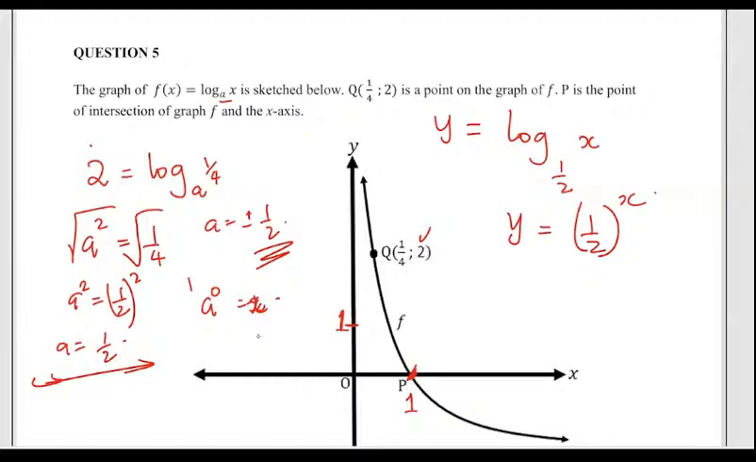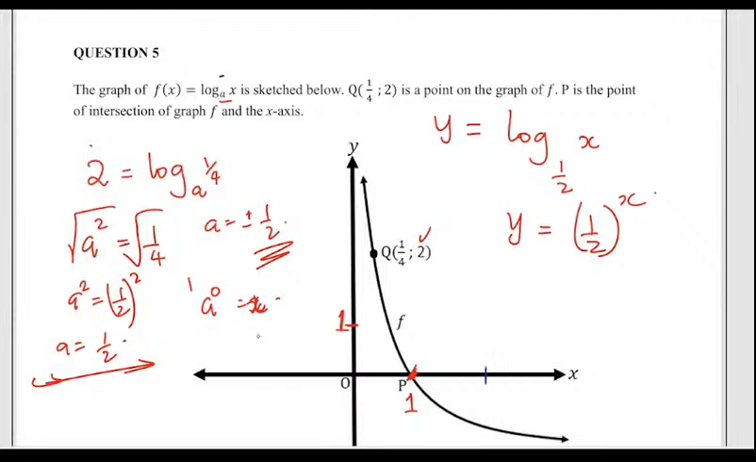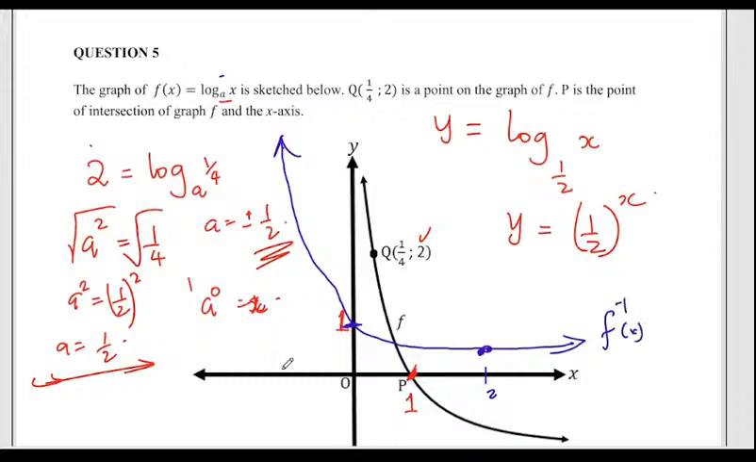If this point is a quarter and 2, the other point of interest could be 2 and a quarter, somewhere there. Then just join, and you draw your inverse. So we have something like that. It should be cutting the y-axis at 1 and then moving towards the x-axis. So that is our f negative 1 of x.